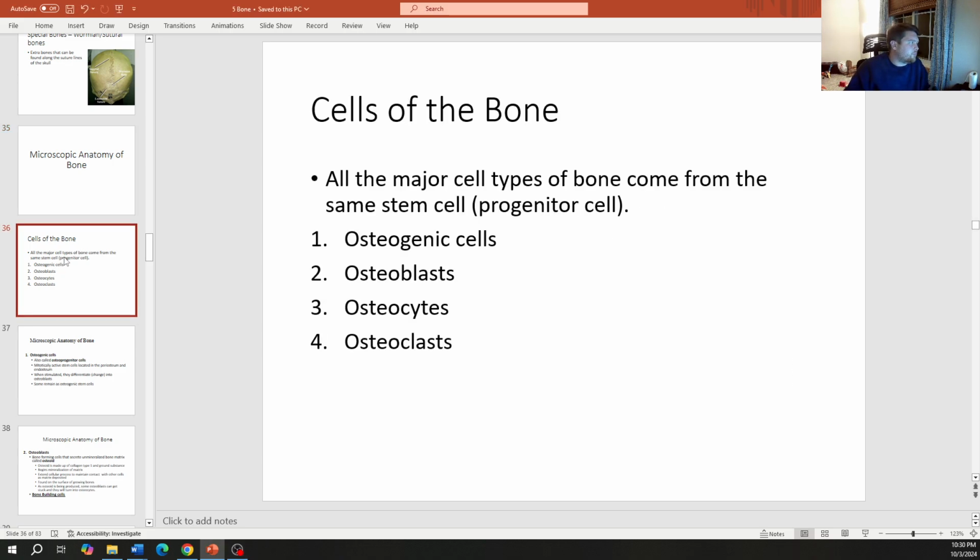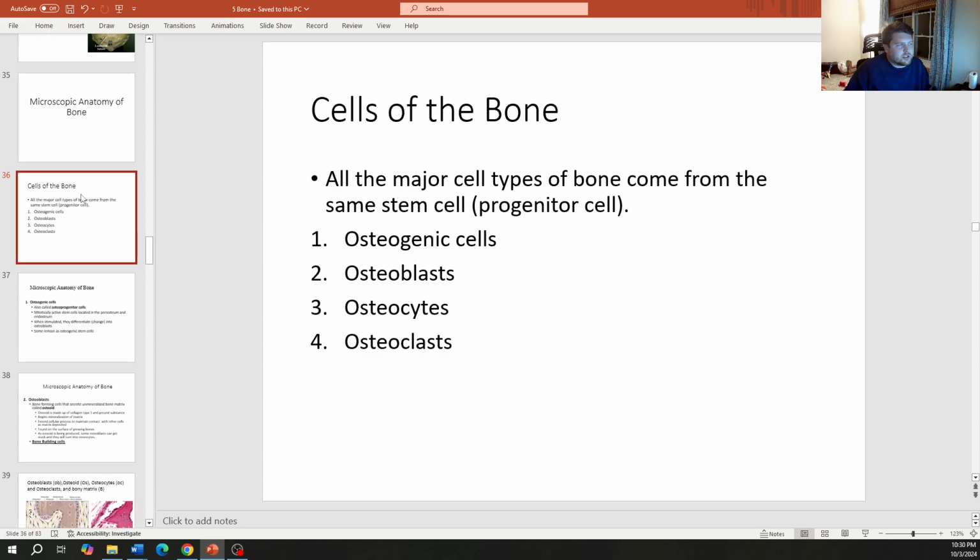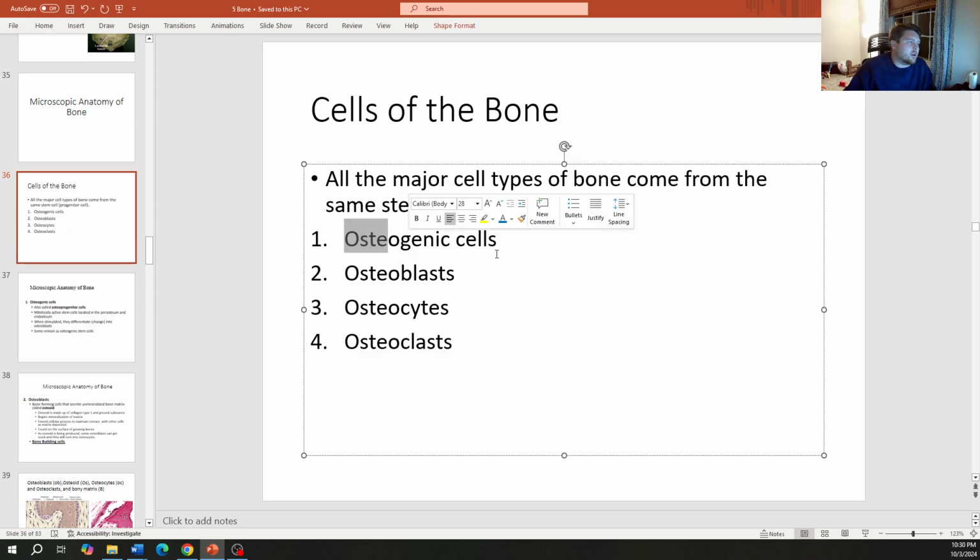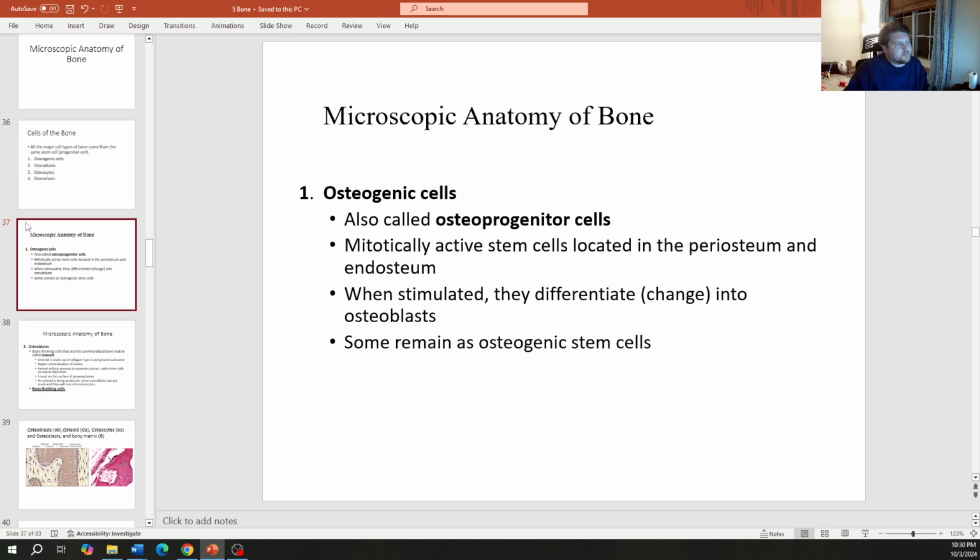So when we talk about the microscopic anatomy, we're going to be talking about all of the major cell types of bone, which come from the same stem cell. So we have osteogenic cells, osteoblasts, osteocytes, and osteoclasts. The osteogenic cells are the progenitor cells, the osteoprogenitor cells, these stem cells. And when they are stimulated, they can change into other cells. Okay, they can change into the osteoblasts, into the osteoclasts.